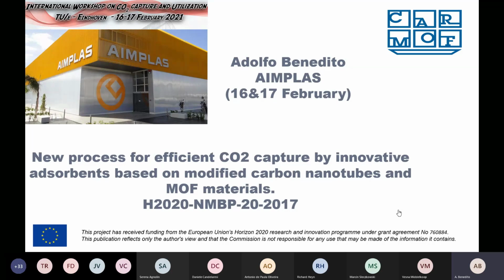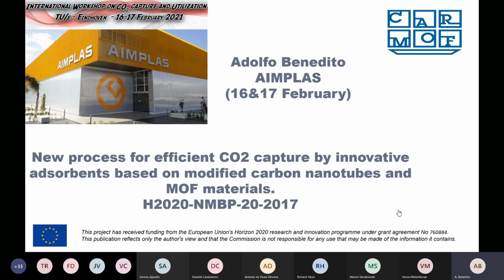I present myself. I am Adolfo Benedito. I am working as leading researcher in IMPLAS. IMPLAS is a plastics technological institute, and we have broad experience in recent years working in both CCS and CCU projects, because IMPLAS is a technological center oriented to polymers. Our most important interest in the capture of CO2 is the conversion of CO2 into polymers or precursors of high added value chemical building blocks for the plastic industry.